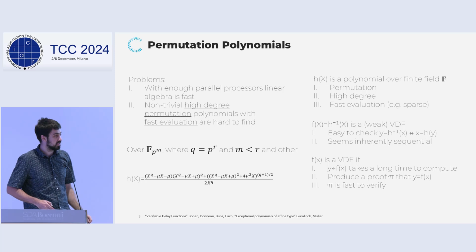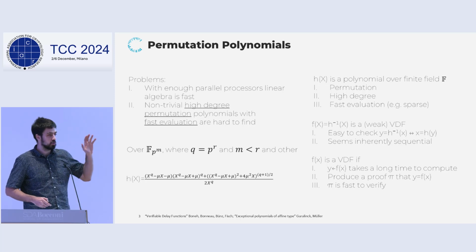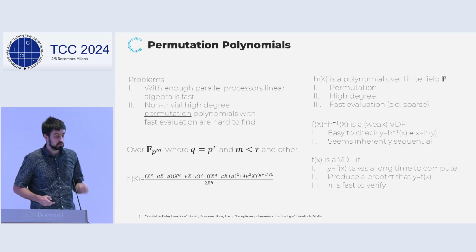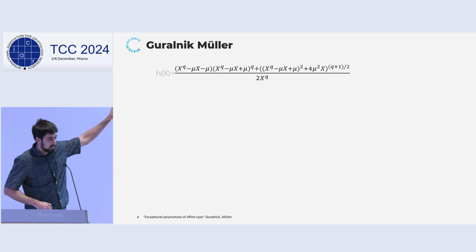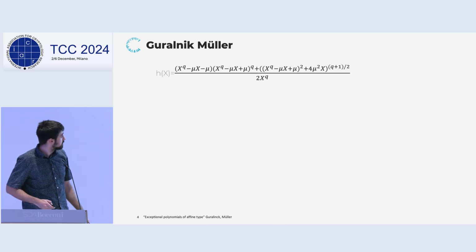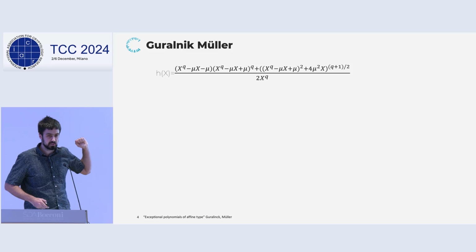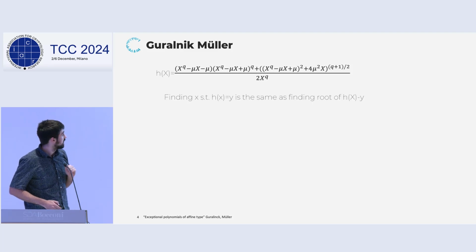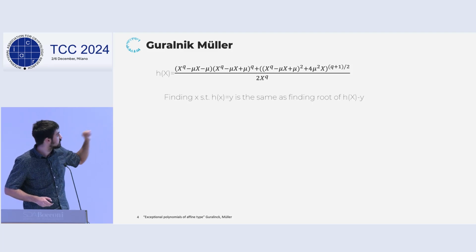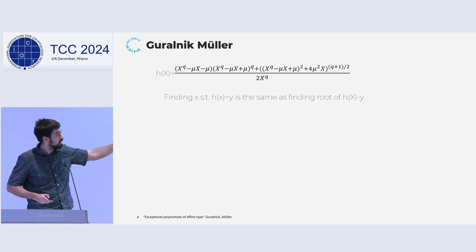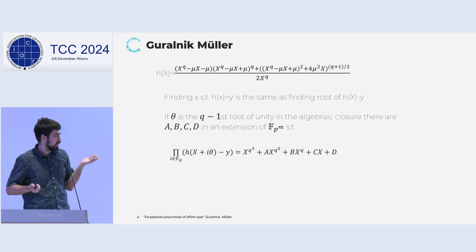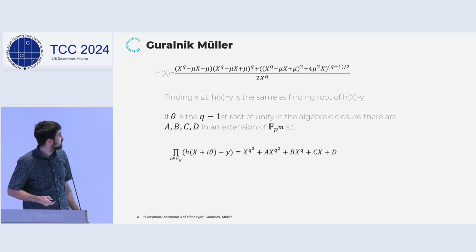Okay, so our first contribution is that we actually break the sequentiality of inverting this function, and I'll give you a sketch of this break. Okay, here's the function again at the top. Oh, and these polynomials are called Guralnik-Müller polynomials because those are the people that introduced this polynomial. Okay, finding a solution for h of x being y is the same as computing a root of h of x minus y. Okay, that's easy enough.